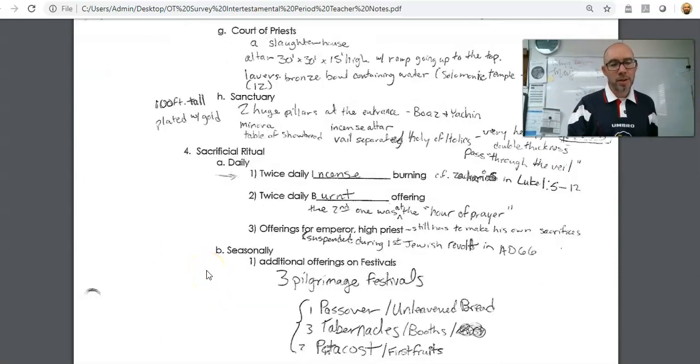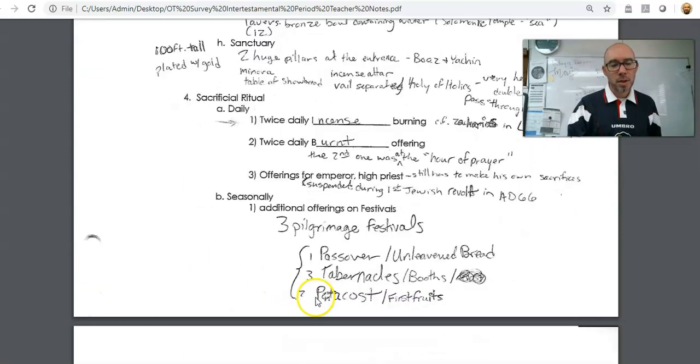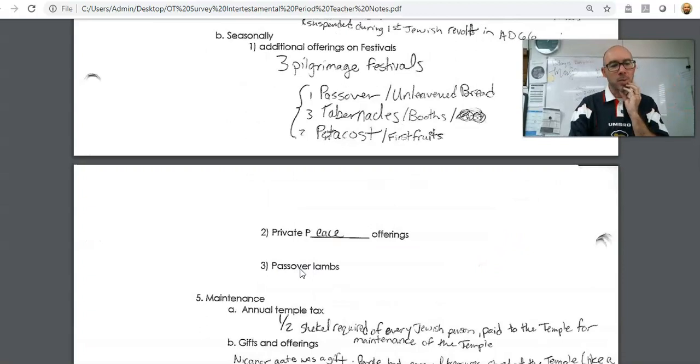Seasonally, there were 3 offerings or festivals. Pilgrim festivals: Passover or unleavened bread. You got the day of Passover, and then the 7 days after that of unleavened bread. You got the Feast of Tabernacles or Booths, so everybody camps out on the hillside. And then there was Pentecost, or first fruits, and that would be 50 days after Passover. You bring the first of your harvest on that day. So people come and bring sacrifices for that as well. You can bring your private peace offerings and then the Passover lamb as well. Pretty important, basically like their New Year's celebration.